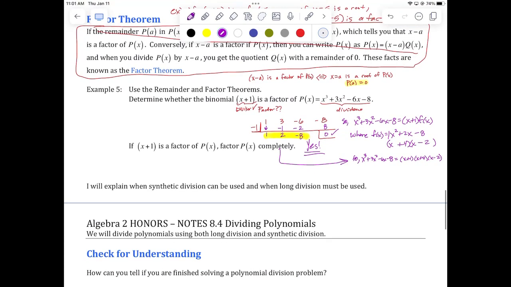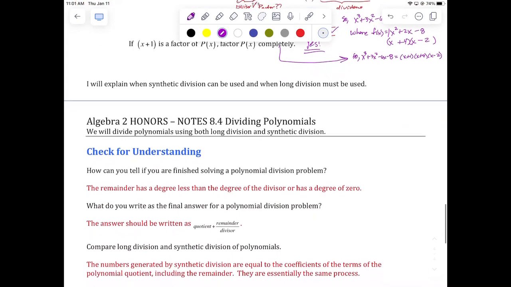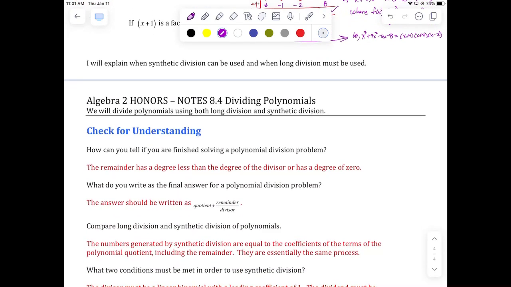All right, check for understanding. Let's just go through these and see if you agree with the answers. How can you tell if you are finished solving a polynomial division problem? In other words, how do we know that the process ends? When the remainder has a degree, remember, that's less than the degree of the divisor. Or you get down to a constant.